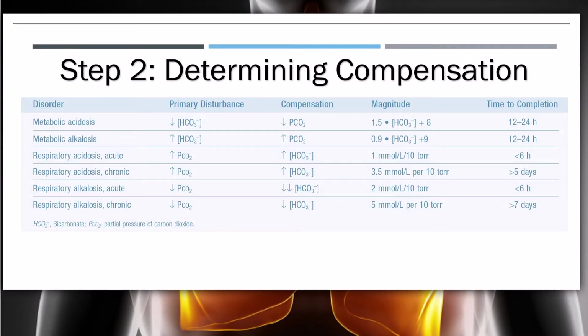There are formulas to determine compensation for each of the acid-base disturbances. In any respiratory disturbance, there are expected compensations for both the acute and chronic state. I will not belabor this, but be aware. MD Calc is very helpful as well.